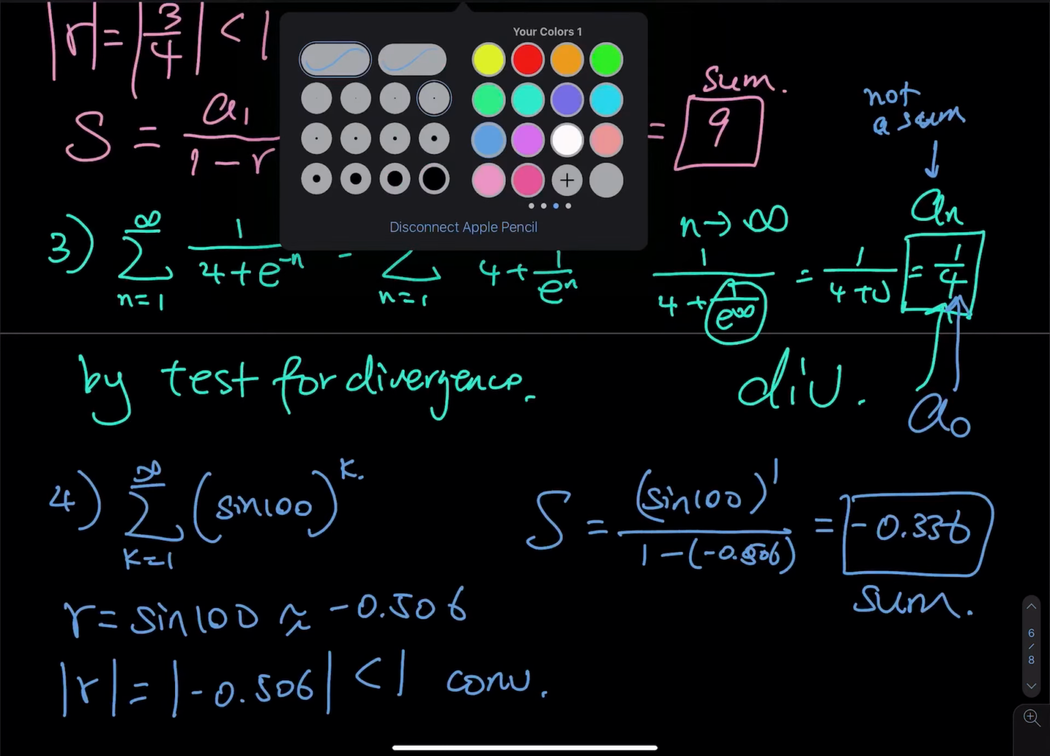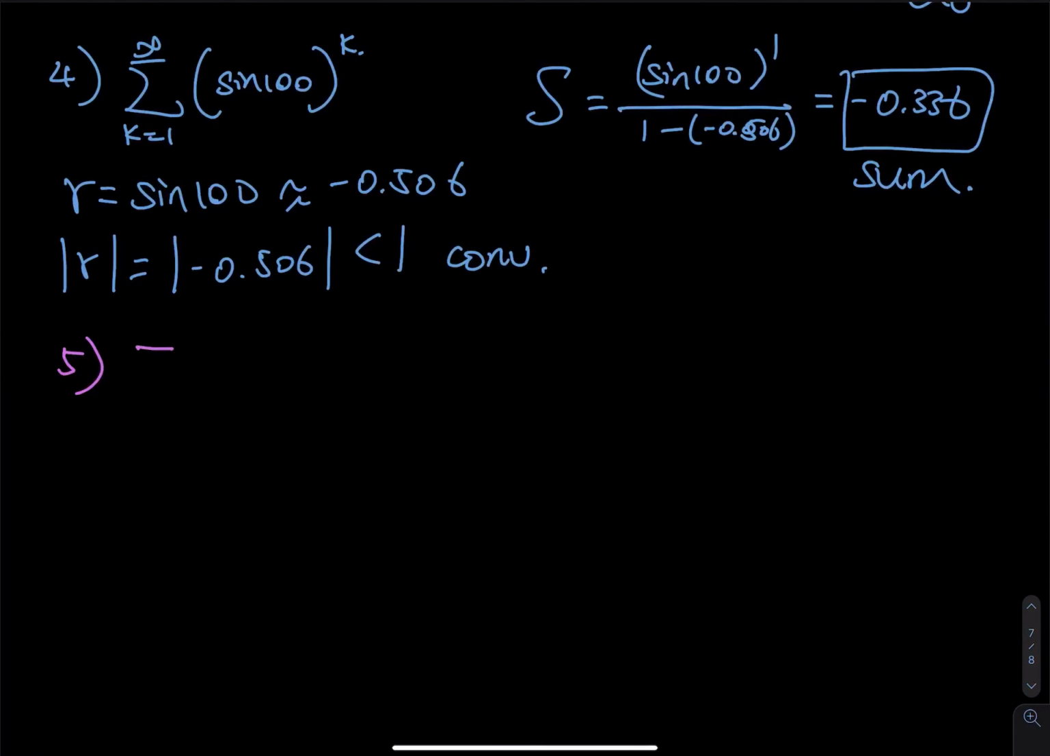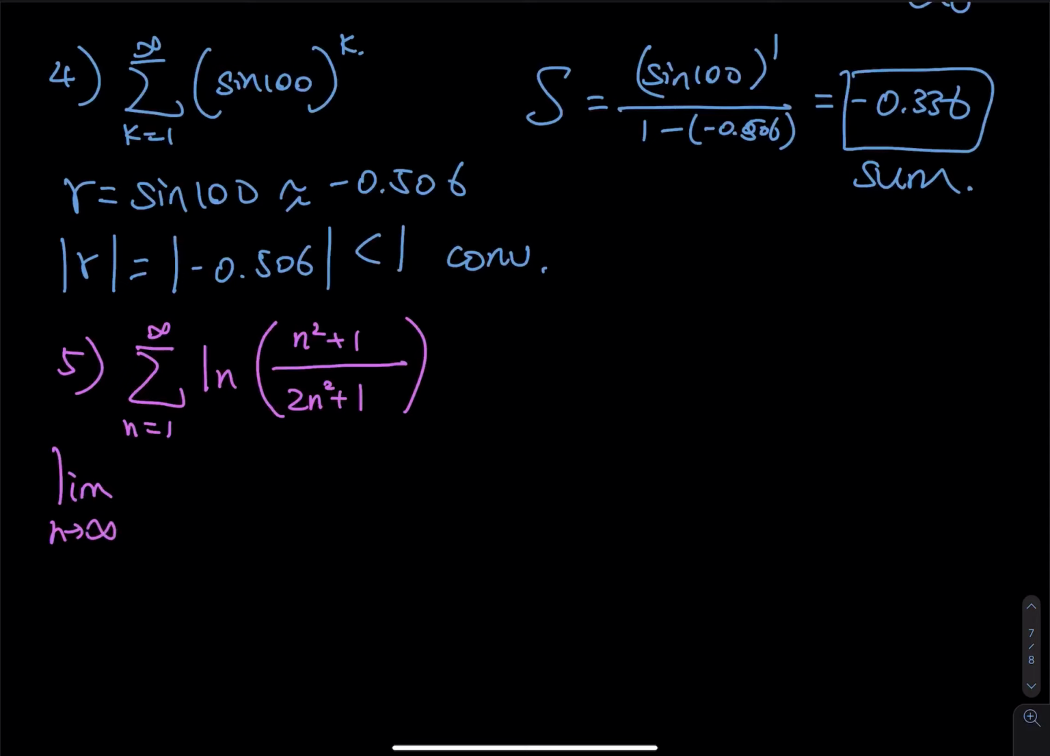So the last problem, number 5, we have the sum, and then n goes from 1 to infinity, ln of (n squared plus 1) divided by (2n squared plus 1). This one, for the limit, you studied that technique as well. So you have to take the limit as n approaches infinity. What's the highest degree in the denominator? It is 2. Do we care about the numerator? No, we don't care about the numerator at all.